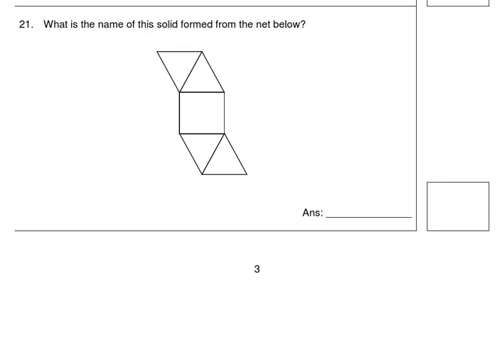Okay, this is the unfolded part, right? When you unfold the solid, you get the net. If you were to fold it back, you will know that this object has a square base and then triangular sides. So when you fold it back, you will get a pyramid.